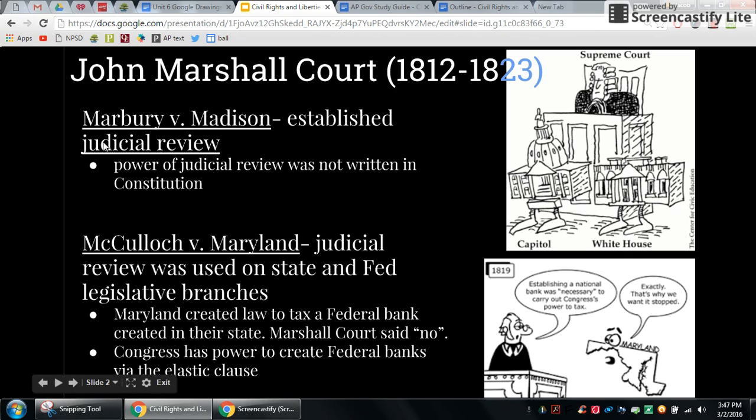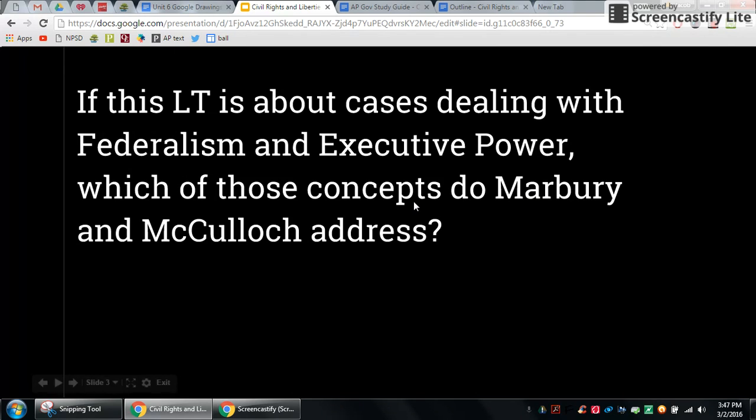Obviously, Marbury v. Madison is the judicial review case. And this one over here is kind of hard to explain, but essentially, this is where judicial review is first used on the legislative branch, and specifically the state legislative branch. So soak that in, and then think about this question. If this learning target is about cases dealing with federalism and executive power, which of those concepts do Marbury and McCulloch address?